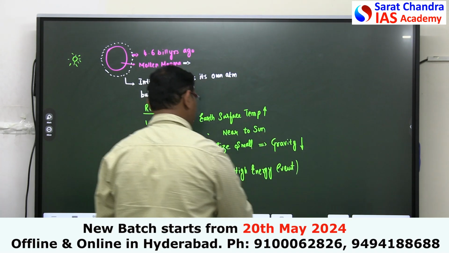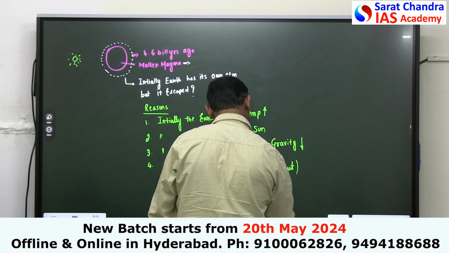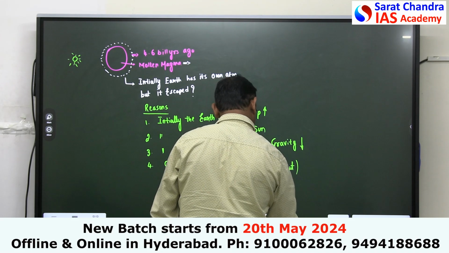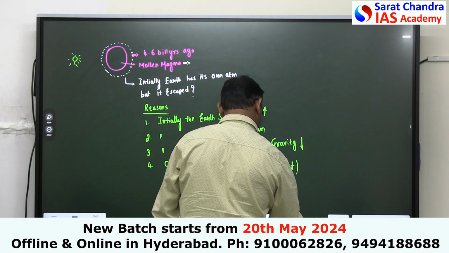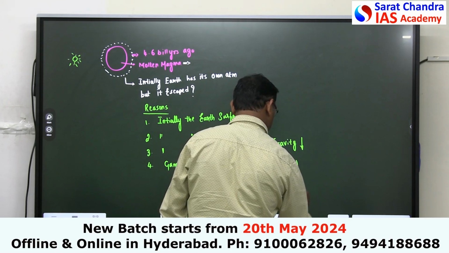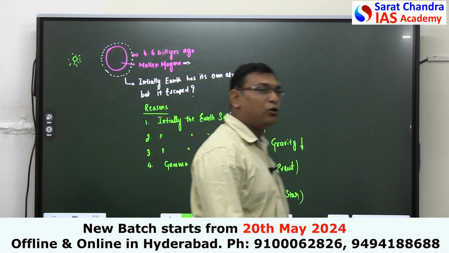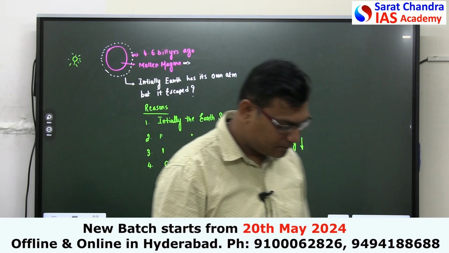High energy events are like black hole collision, neutron star collision, supernova collision. Okay.